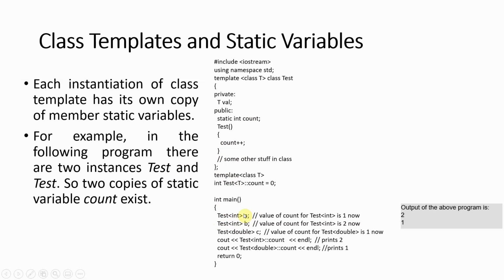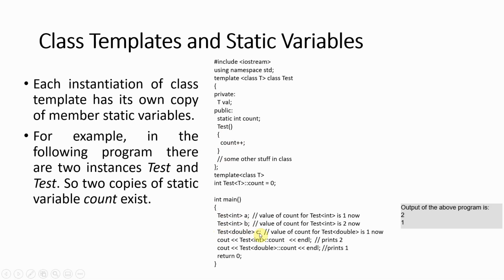And you see that as soon as we instantiate this object, count becomes 1 because it's calling the default constructor. And we instantiate another object of the same data type, right? So count becomes 2.